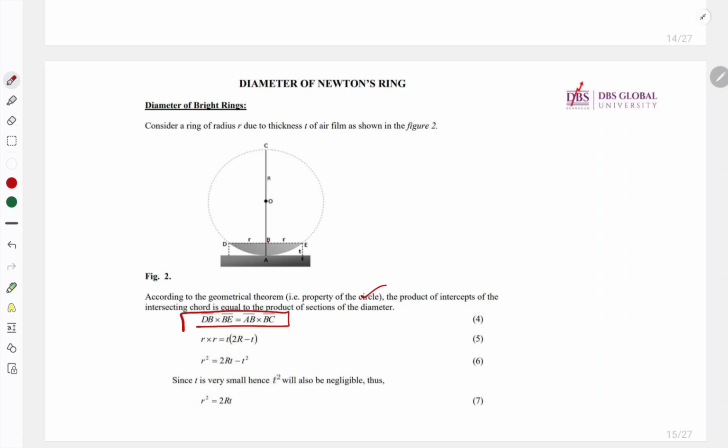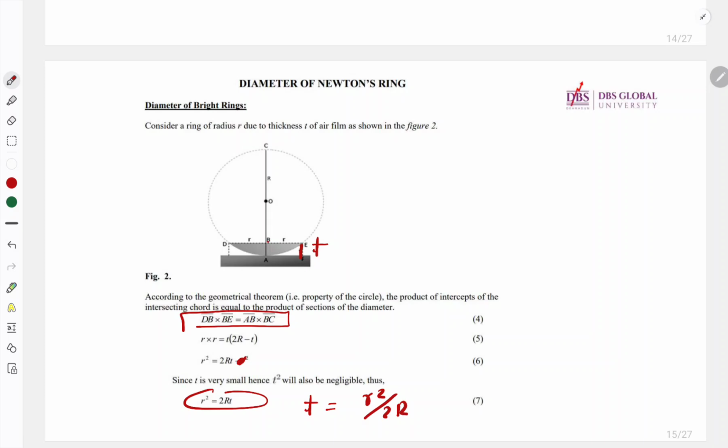Now from this property, since this R is the radius of Newton's ring. Here we get so many rings like this. So R is the radius of Newton's ring. So we get a formula r square equal to 2Rt plus t square. Since this thickness is very small, it tends to 0, so we neglect this part. So what is the value of r square? r square equal to 2Rt. So from here you can easily find t equal to r square by 2R.